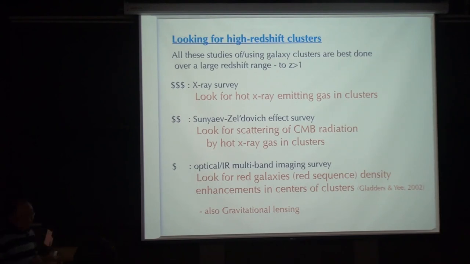One is using X-ray. Remember I told you that galaxy clusters have all this hot gas that emits very strongly in X-ray as a gas ball. So if you have an X-ray telescope, you can look for this hot X-ray emission and identify where the galaxy cluster is. Now, this is expensive because you can only do X-ray observation out in space. So we say typically you need hundreds of millions of dollars to do one of these experiments.